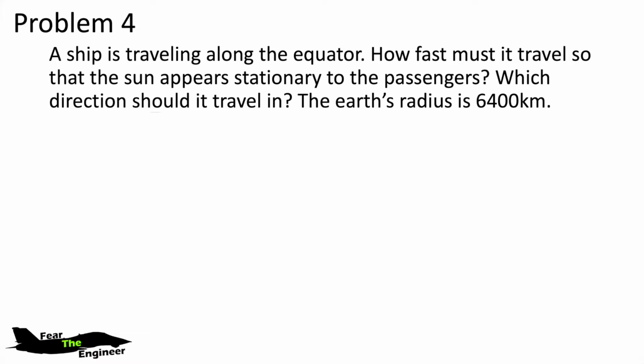Here's problem 4. A ship is traveling along the equator. How fast must it travel so that the sun appears stationary to the passengers? Which direction should it travel in? The Earth's radius is 6,400 kilometers.